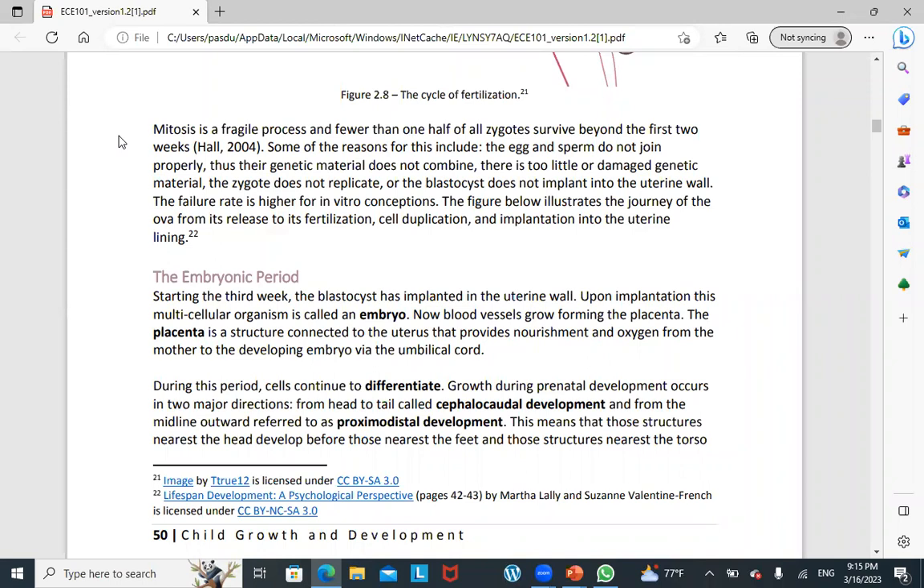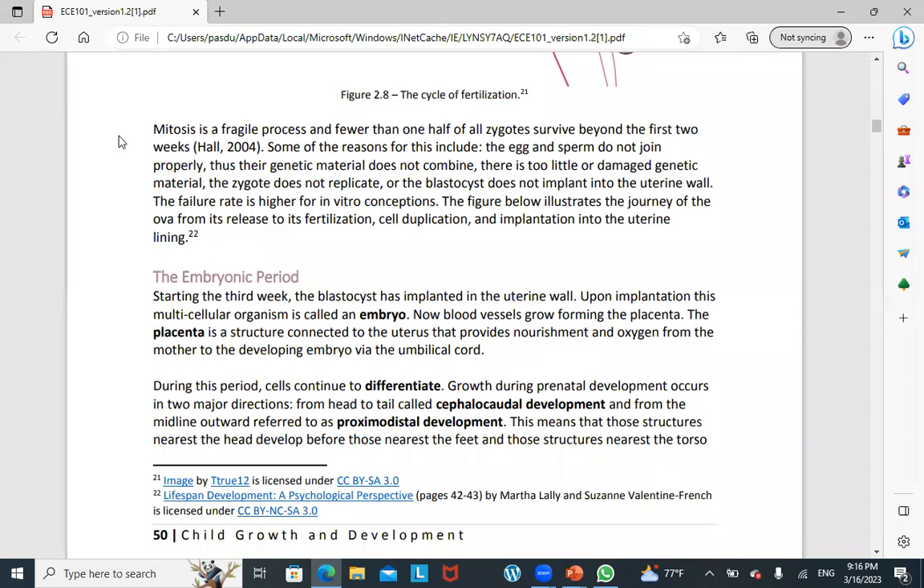Growth during prenatal development occurs in two major directions. What are they? They are given special names. The growth from head to tail is called cephalocaudal development, and from the midline outward is referred to as proximodistal development.